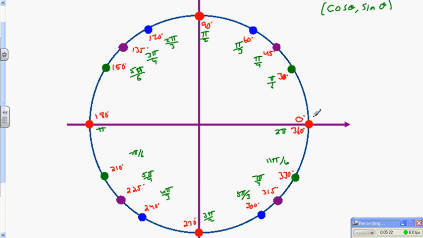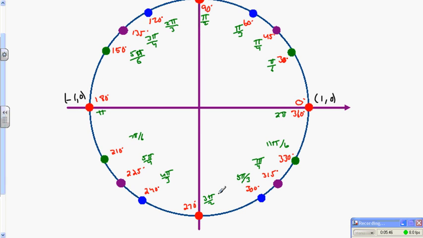If we do the easy ones, cosine of 0, or in other words, let's do this. This is a unit circle, so the radius is 1. So this coordinate is 1, 0. This coordinate is 0, 1. This coordinate is negative 1, 0. Down here, the coordinate is 0, negative 1. I know this because it's a unit circle, which means the radius is 1, and you're centered at the origin, right there.